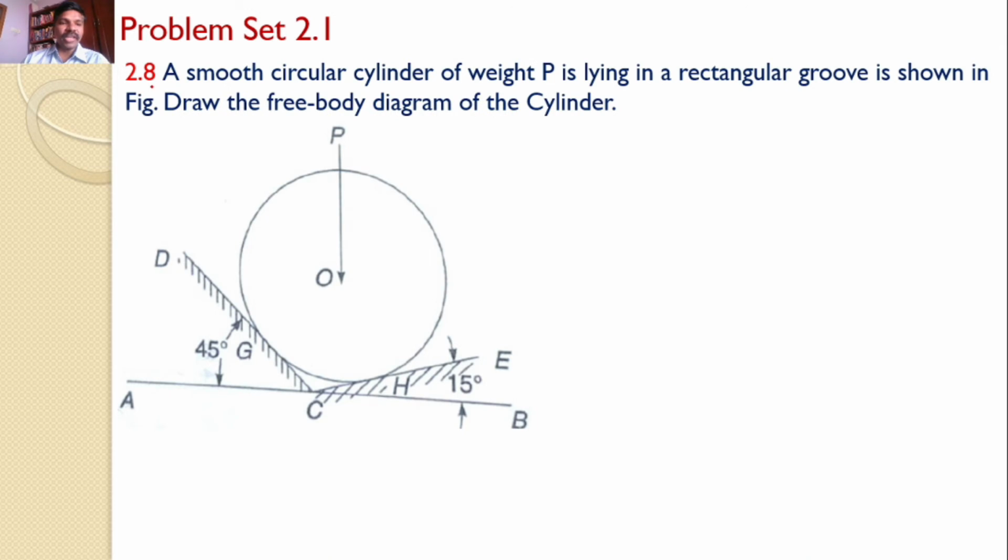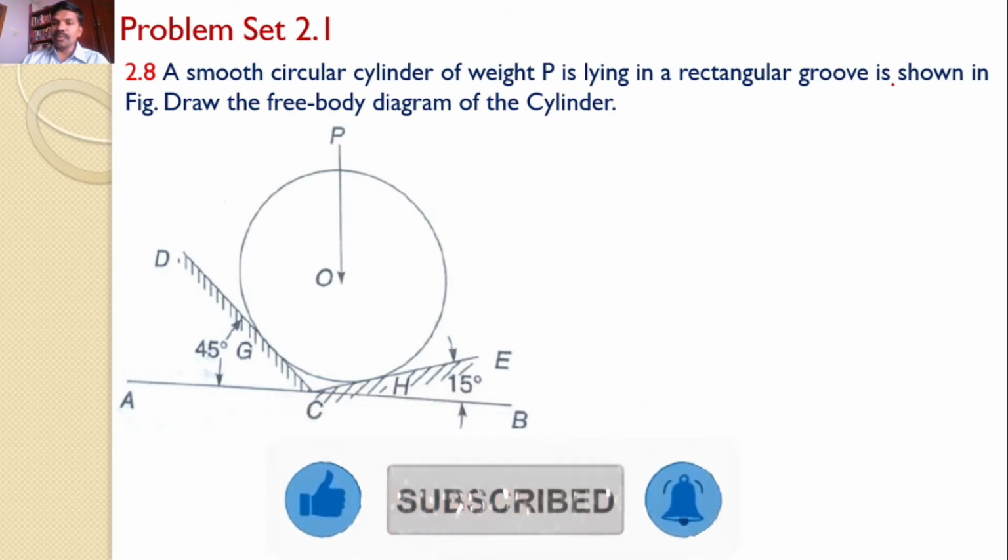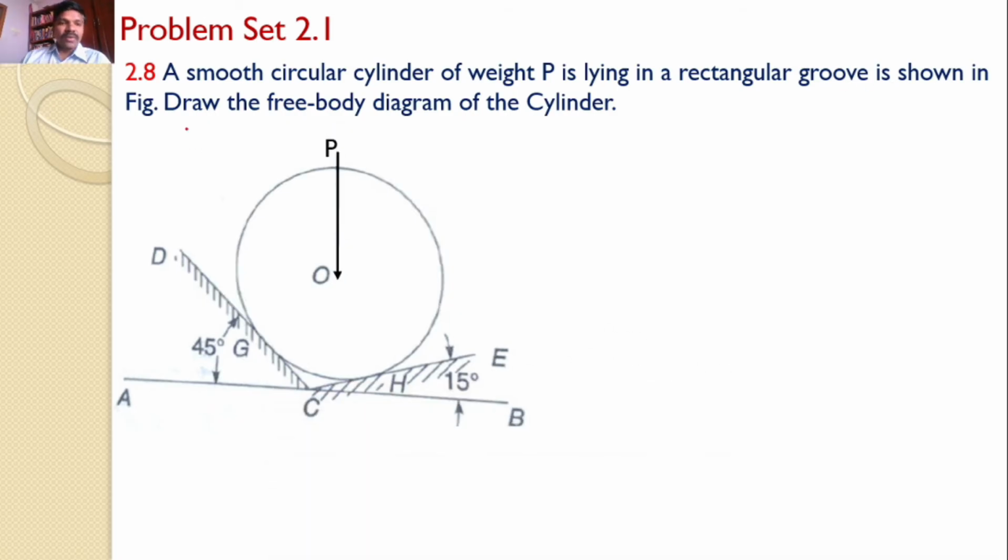Problem number 2.8. A smooth circular cylinder of weight P is lying in a rectangular groove as shown in the figure. Now in the given problem, there is a cylinder of weight P. P is acting here. It is supported by a groove DCE.